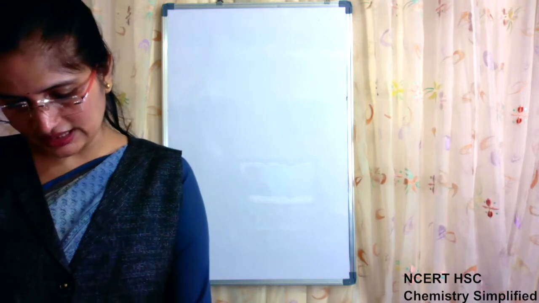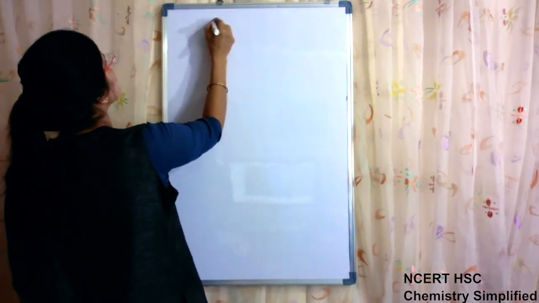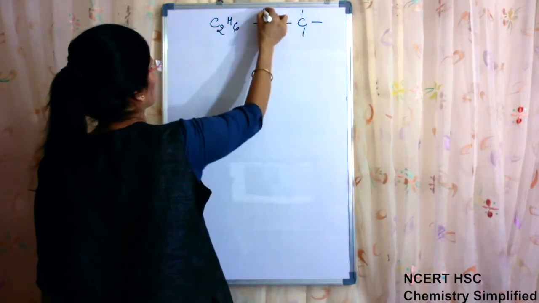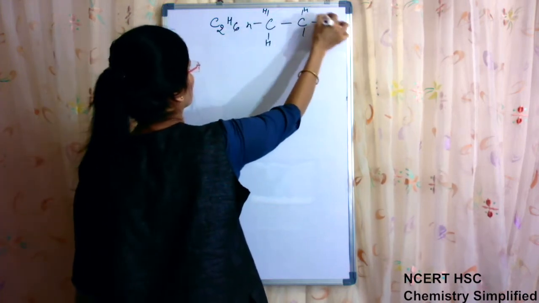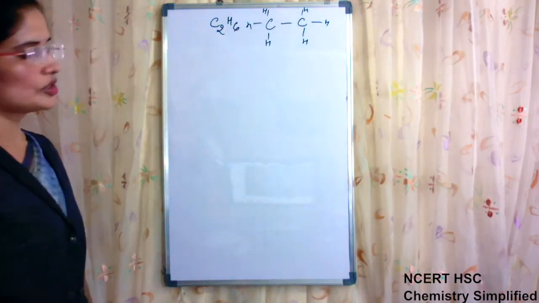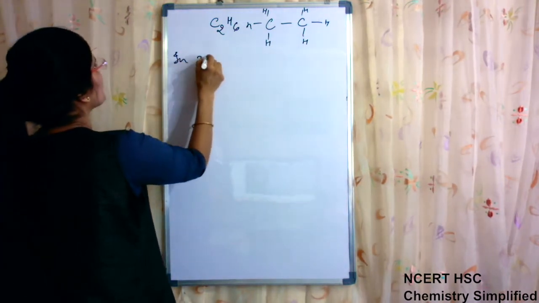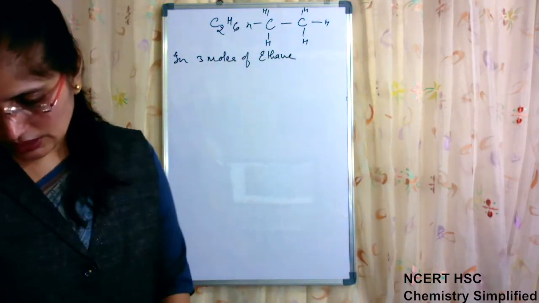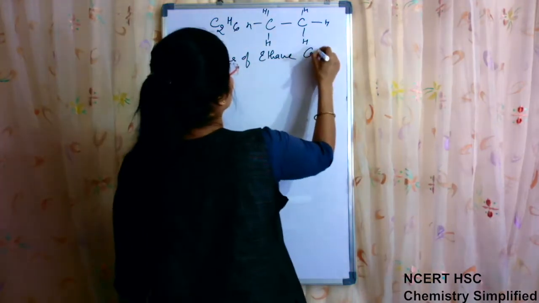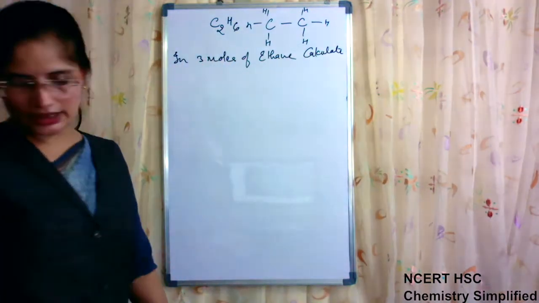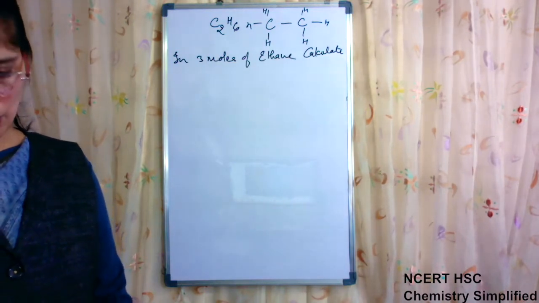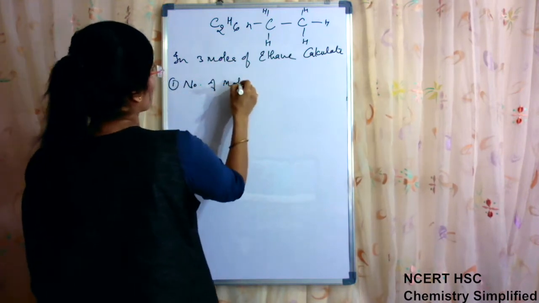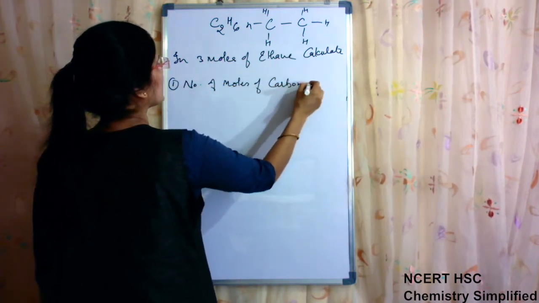In 3 moles of ethane, ethane is C2H6, 2 carbon, 6 H. This is ethane. So the question is, in 3 moles of ethane, calculate what? First thing is the number of moles of carbon atoms.